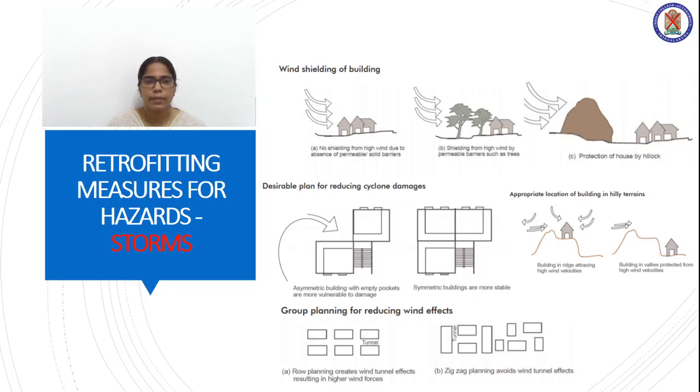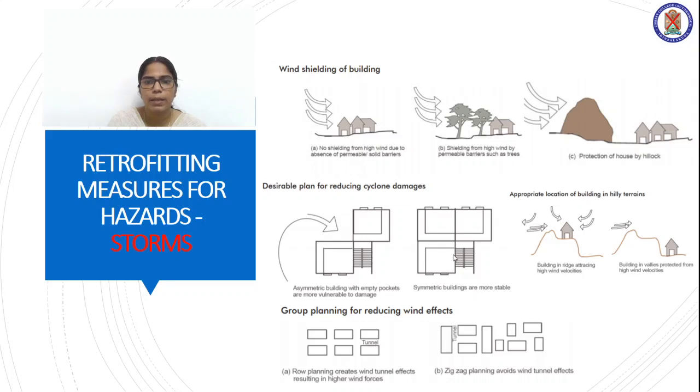We'll see in the case of storms or cyclones. Wind shielding buildings will protect from cyclone. So you can see here the protection of house by some hillock or deep rooted tree. These act as the shield from the storms, and it will protect the infrastructure. And there should be a desirable plan for reducing the cyclone damage.